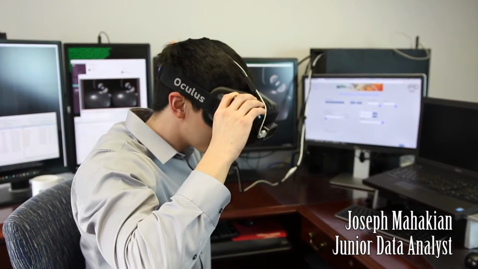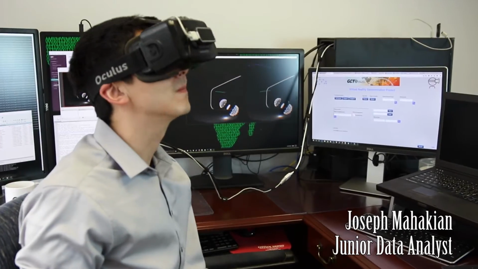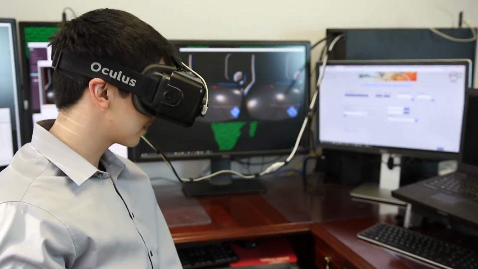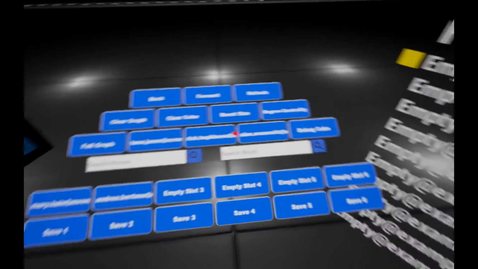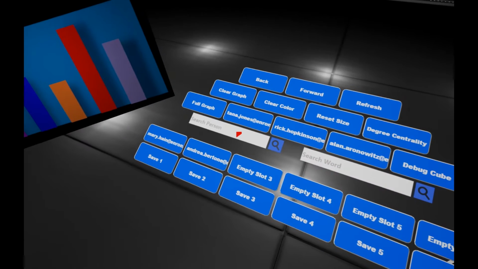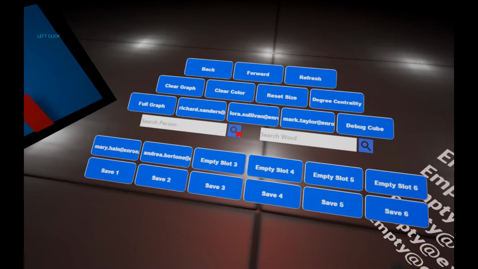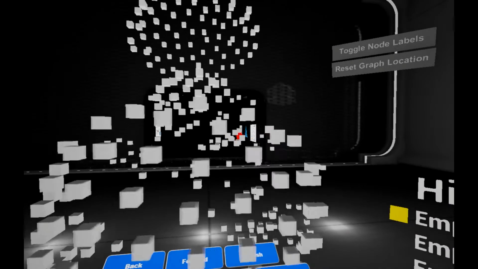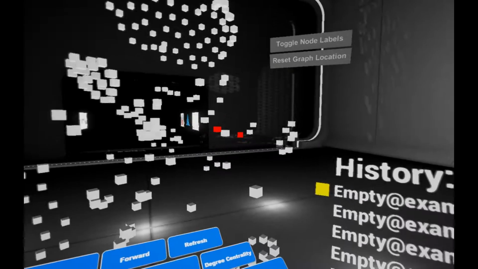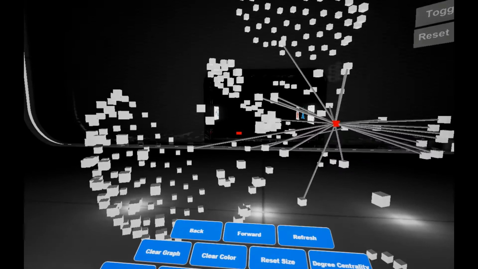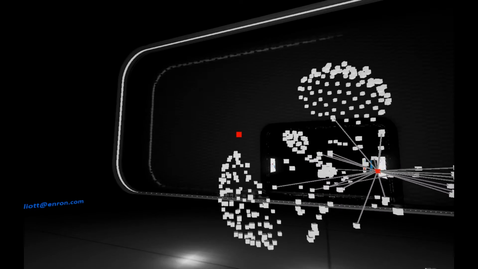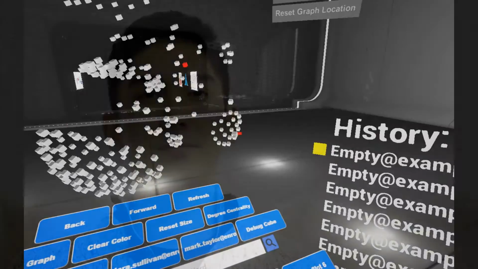There are two ways to create a new graph. The first way is by selecting one of these buttons that pulls a random person from the database and spawns a network graph with that person as the center. Or, as in my case, you can do a manual search for someone. The person I want to look up is Mark Elliott, so I type in his name and that loads his network graph. You can see Mark is highlighted here in red, and everyone else is one of Mark's connections.